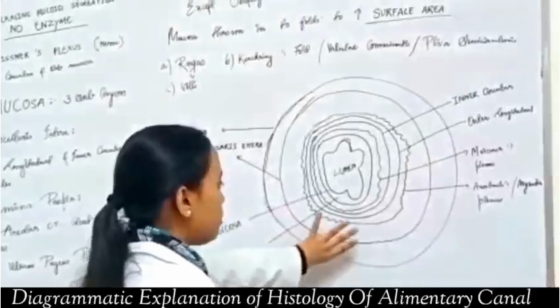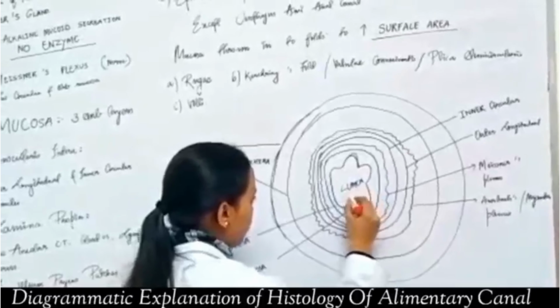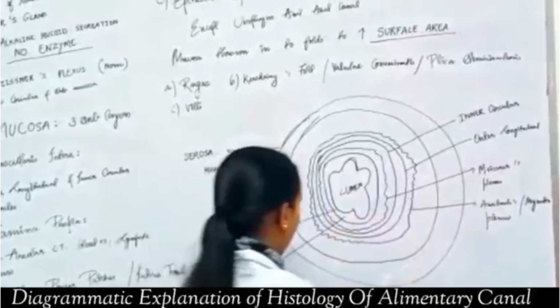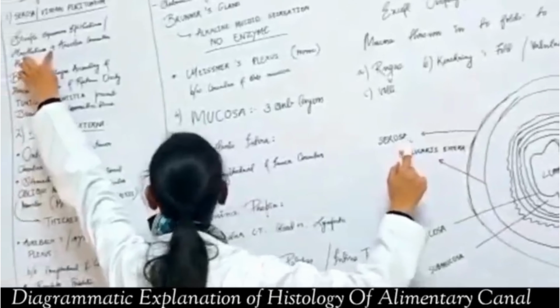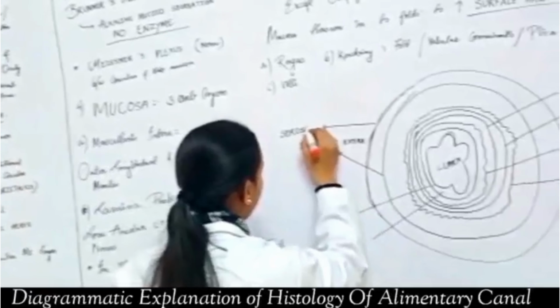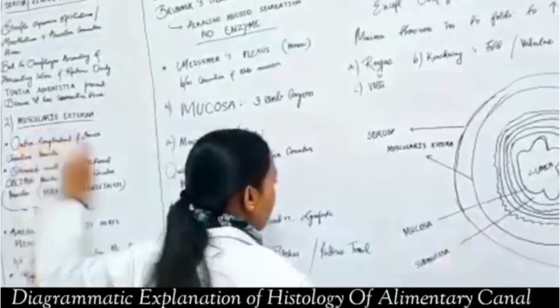Now we see the diagram. This is our stomach and this is called the lumen. The outermost layer is the serosa, which is seen on this side. This is the serosa, and then we have the muscularis externa, which we see in here.